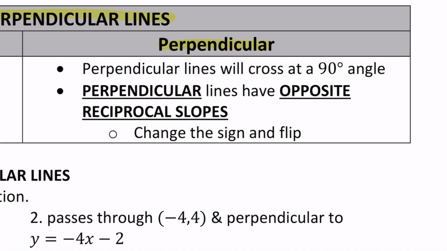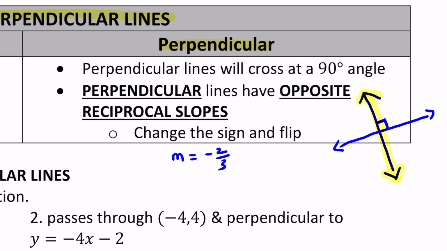Perpendicular lines will cross at a 90-degree angle. Perpendicular lines have opposite reciprocal slopes, aka change the sign and flip. So let's say that you have one line that is perpendicular to another line. If these two lines are perpendicular to each other, that means that they intersect at a 90-degree angle. So, let's say that I have this slope here. And that slope is going to be m equals negative 2/3.